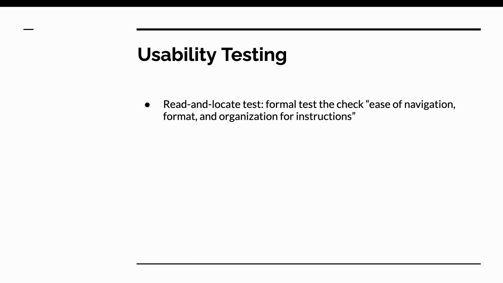So there are lots of different ways that people can go about testing usability for instructions or for interfaces such as websites and functions of websites that many different companies need to test out. One is a read and locate test, where you give your users a certain series of things they need to find within your interface, usually an online system. And that helps you check for easy navigation and format.